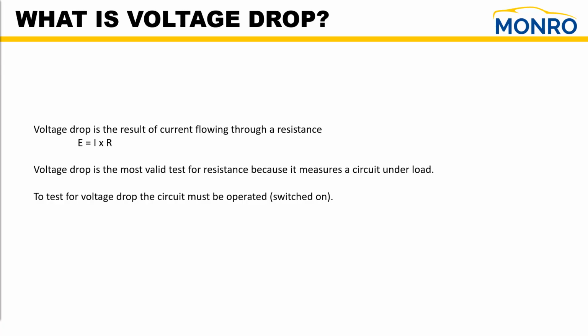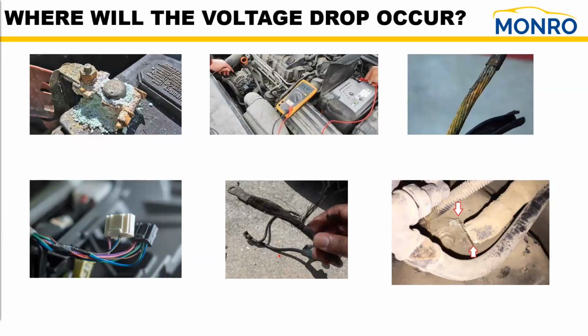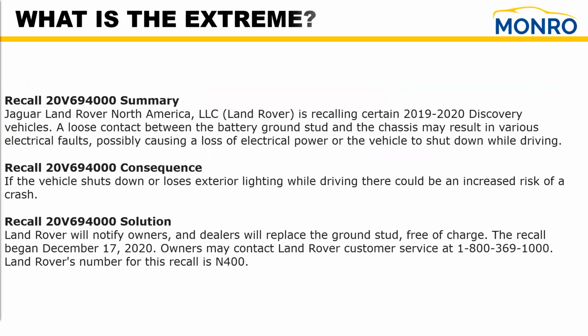And remember, voltage drop is always going to be the most valid test for resistance because it measures the circuit under load. In other words, if we're going to test for voltage drop, the circuit has to be operating. In other words, turn the switch on. So, where is the voltage drop going to occur? Any place that we end up with corrosion, a connection between a body and a ground, where we've got frayed wiring or exposure to the elements, or even at the connectors.